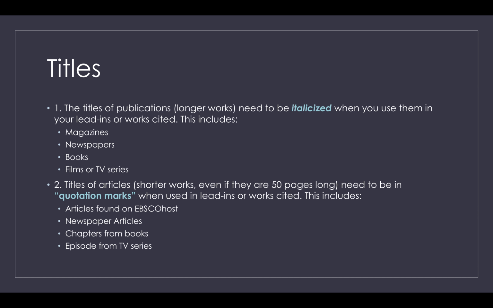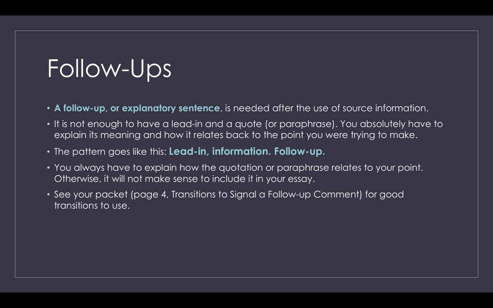All right, titles. Titles are tricky, but not really too complicated. You italicize magazines, newspapers, books, basically longer publications, film or TV series as well. If you have a shorter work, which we call shorter even if it is like 50 pages, something like an article, that will be in quotation marks. So this is all kinds of articles. These are journal articles, newspaper articles, chapters also from books, so individual chapters, and even episodes from a TV series would all be in quotation marks.